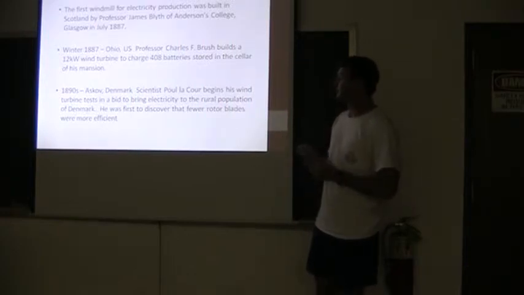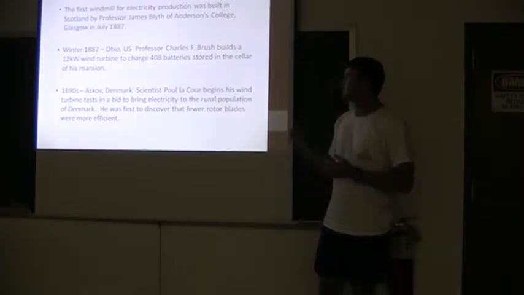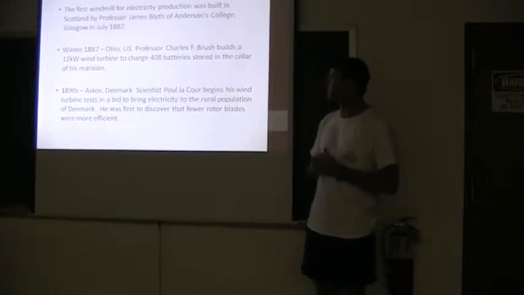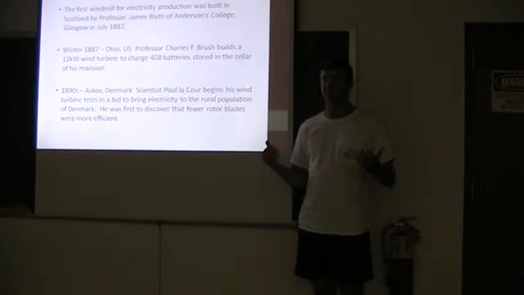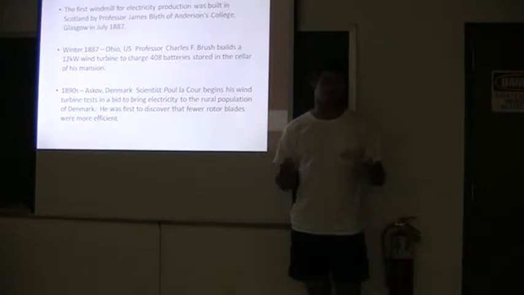In the winter of 1887, U.S. Professor Charles Brush built a 12 kilowatt wind turbine to charge 480 batteries stored in the cellar of his mansion for his own personal use, to power his house and some things around there.